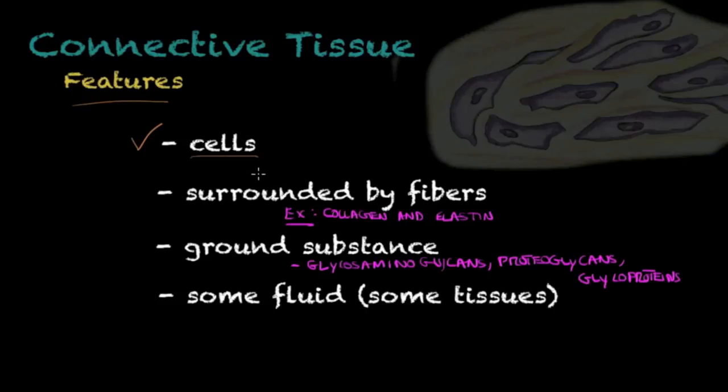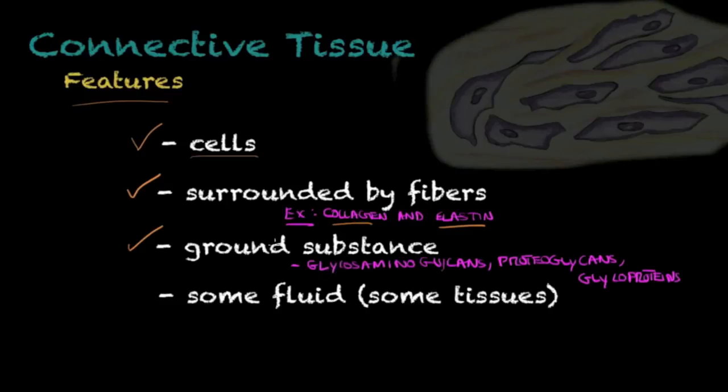Now, there is a special characteristic, one thing that defines this type of tissue, and that is the fact that these cells here are surrounded by fibers. And depending on what type of connective tissue you're looking at, you will see different types of fibers. I have two examples here, collagen and elastin, but you can see other types as well. Another thing that you will see surrounding cells is ground substance. Ground substance is a gel-like material, also known as amorphous material, with no defined shape.